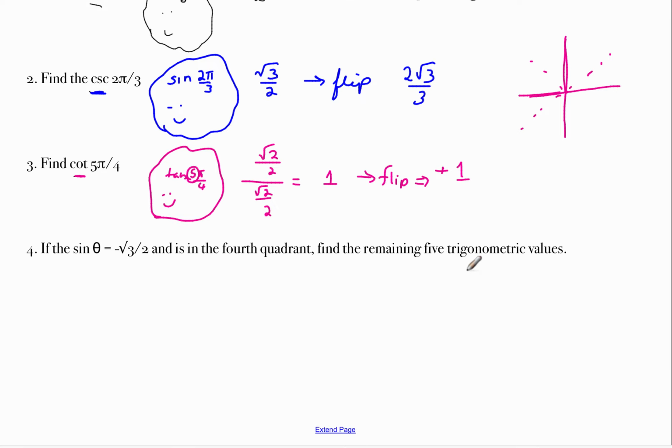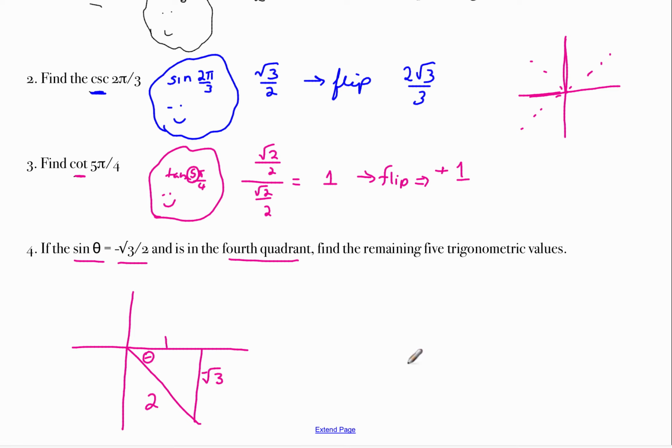The last thing they could do is just ask you to find all of the trig values. So here we have the sine of some angle is negative radical 3 over 2, and we're in the fourth quadrant. So before all that, I'm going to give myself a fourth quadrant angle. They said the sine, which would be the opposite over the hypotenuse, which means this is 1. Now, what do they want me to do? Find the 5 remaining trig values? That's pretty easy to do. They already told me sine is negative radical 3 over 2.